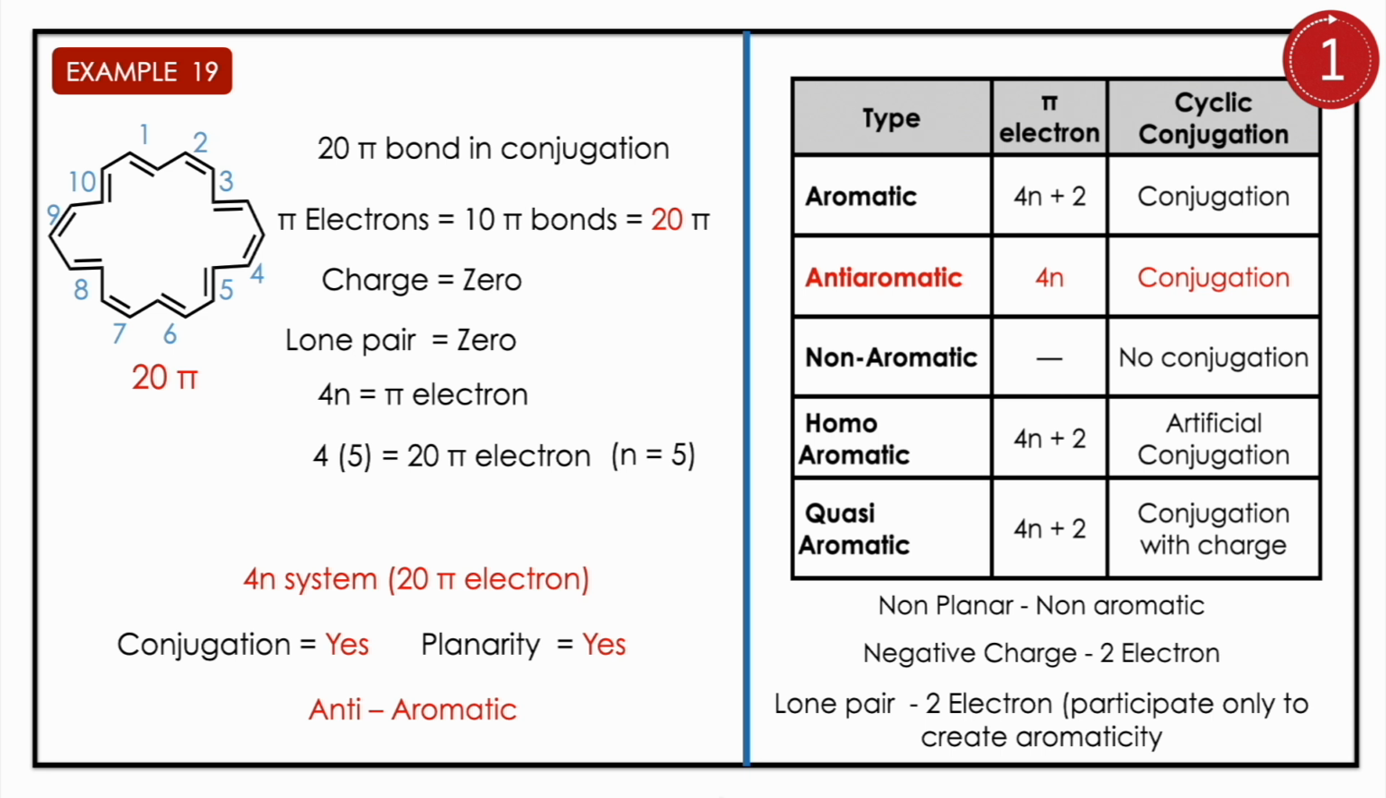So 0 contribution. 20 pi electrons means it is a 4n system where n equals 5. 4 multiplied by 5 gives 20 pi electrons. So it is a 4n system. Conjugation is also there because the double bonds are alternating single and double bonds and all are sp2 carbons. So it is a planar system. So 4n system, conjugated, planar means according to the Huckel rule it is an anti-aromatic compound.